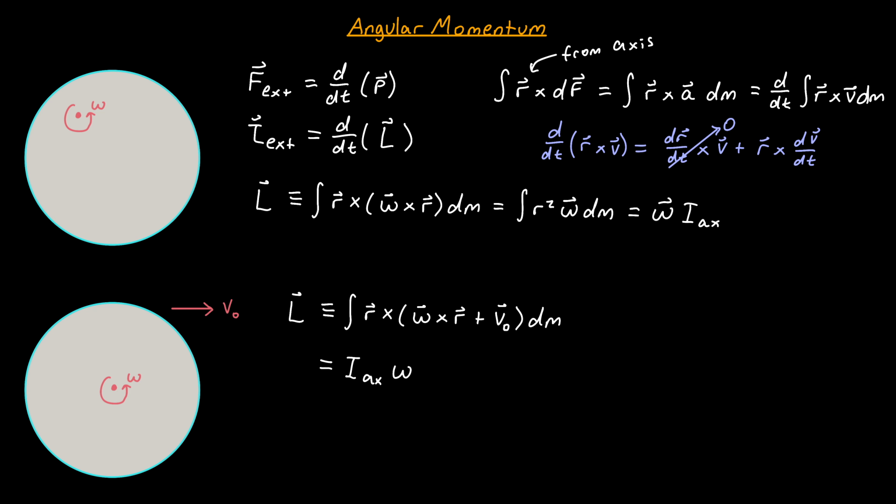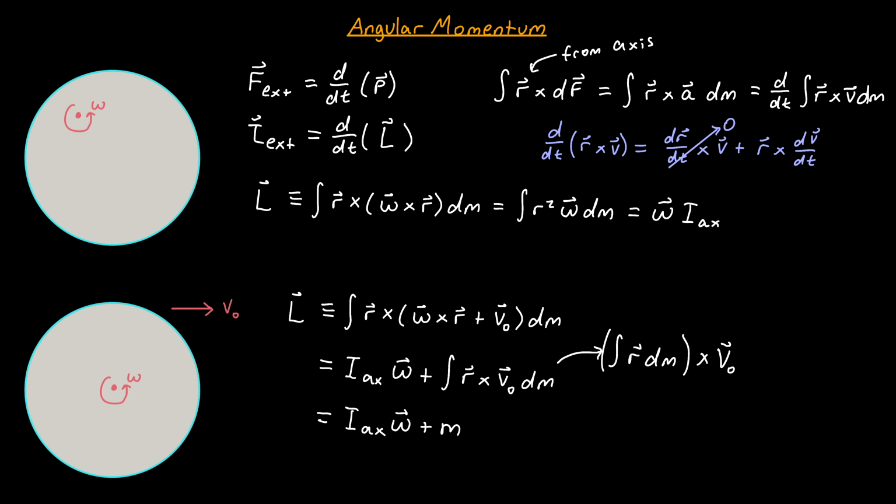But remember that v0 is just some constant vector with which this whole thing is moving together, right? It's the same for every point, so it can be factored out of this integral. And what we end up with is the integral of r dm. So that whole integral cross v0, we can factor it out like that. And the integral of r dm is again something we've already seen. That's the position of the center of mass multiplied by the mass of our object. So in fact, what we get is this angular momentum now is not just I omega, but you also have this contribution of mass times the position of the center of mass, cross product v0.